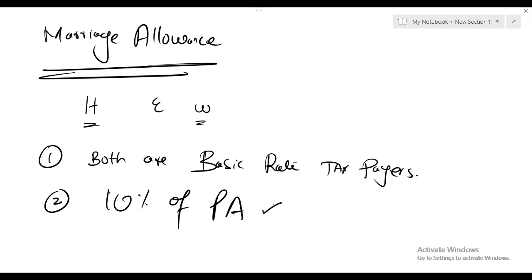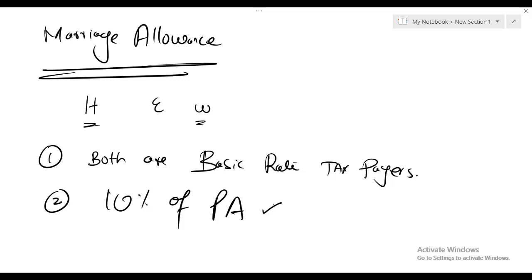Now the question comes to mind: which partner is going to transfer 10% of their personal allowance to the other partner? Obviously the partner who does not have the income to utilize his or her entire personal allowance. If one of them is not in a position to utilize his or her personal allowance fully, then that partner is going to transfer 10% of the personal allowance to the other partner.